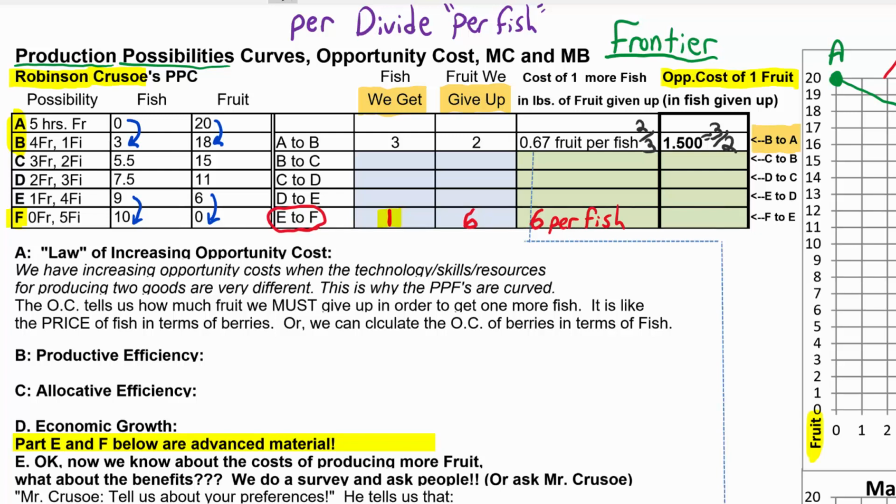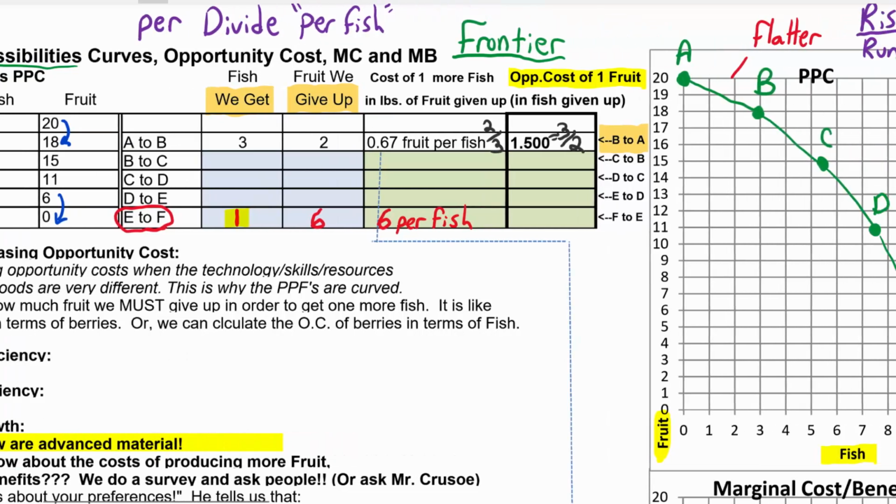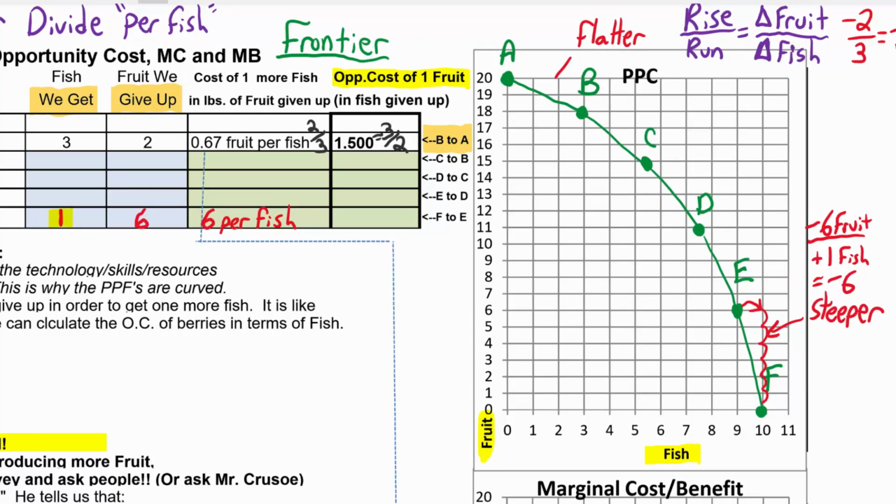What would the opportunity cost be of each fruit if we were to go in the opposite direction here? From F all the way back up to E, we're getting 6 fruit and we're only giving up 1 fish for it. That means we're giving up 1/6 of a fish per fruit. And we could write that as a decimal if we wanted to. 0.167 fish given up per fruit gotten. So we're giving up a lot less fish than we are getting fruit.